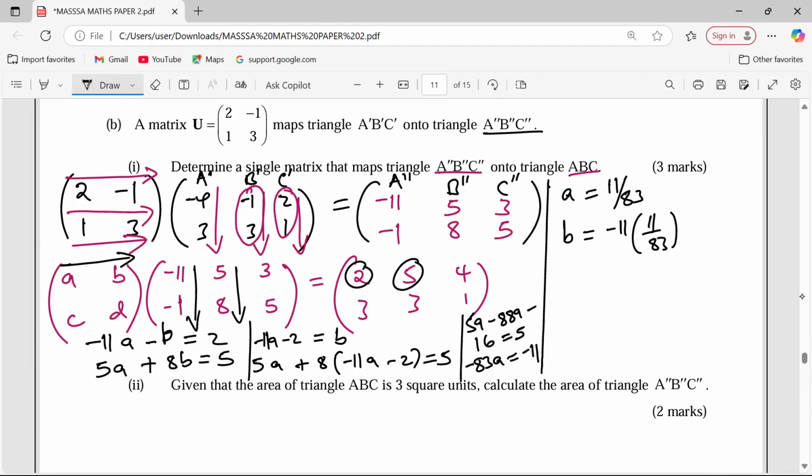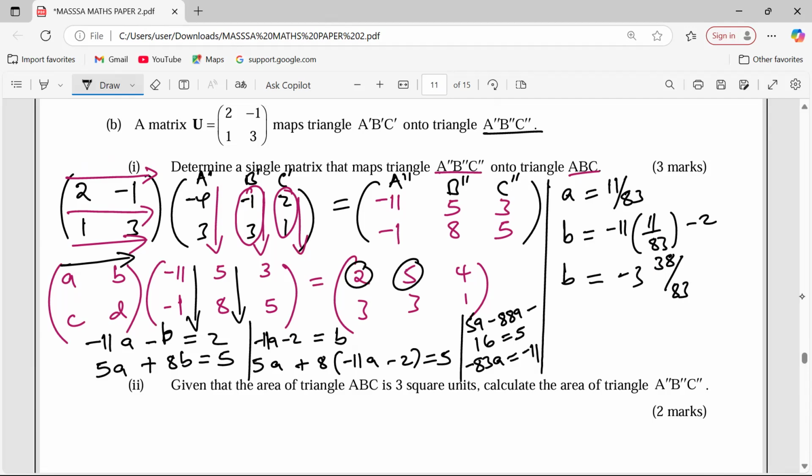Then now, after this, we subtract 2. So how do we get B? Let me work out that. Negative 11 into 11 over 83. Then I'm subtracting 2. So this is going to give us negative 3 and 38 out of 83. That is the value of B. Now let's go to the next.